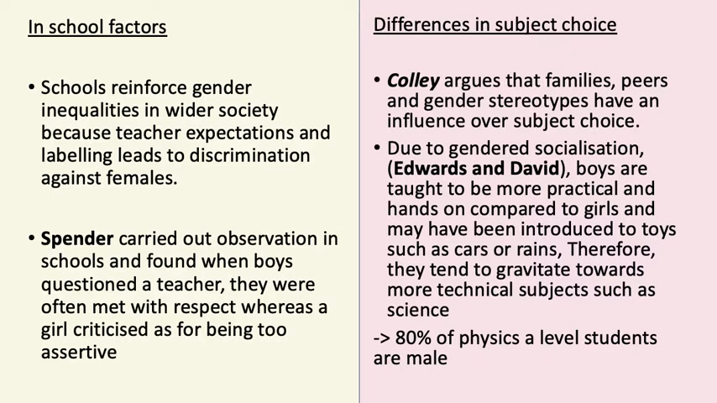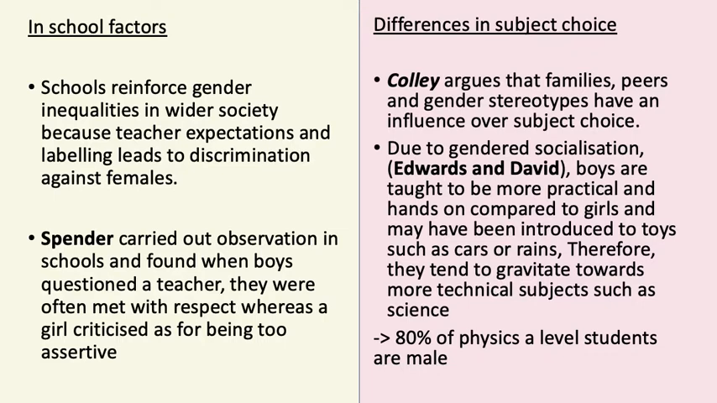And then differences in subject choice. So Colley argues that families, peers, and gender stereotypes have an influence over subject choice. So that means that females are being steered away from traditionally male-dominated courses, particularly science, and we're going to come to that in a minute.